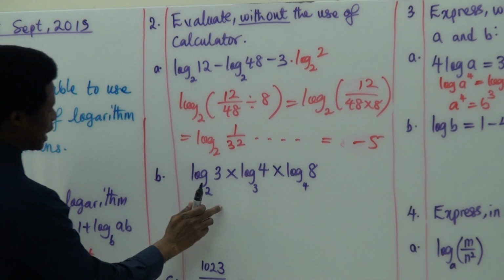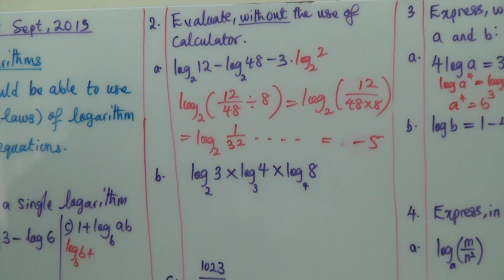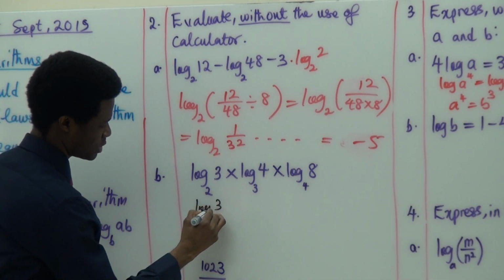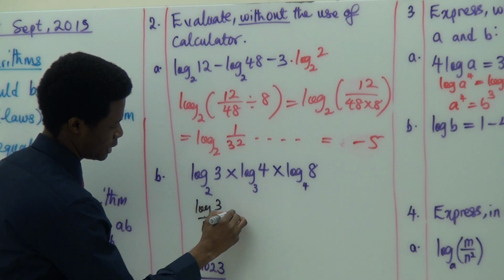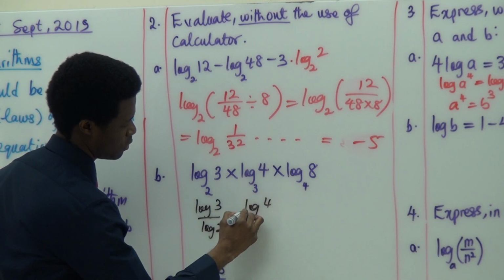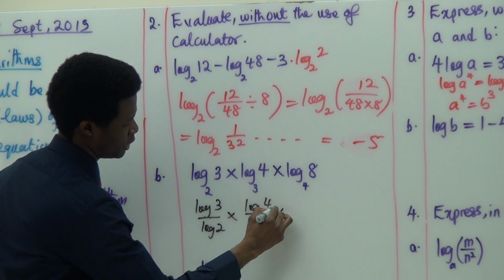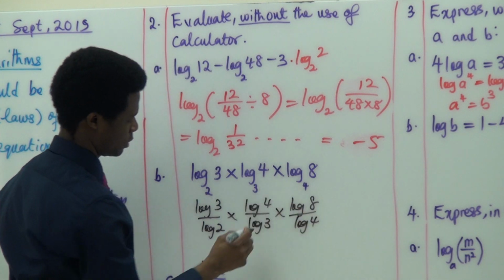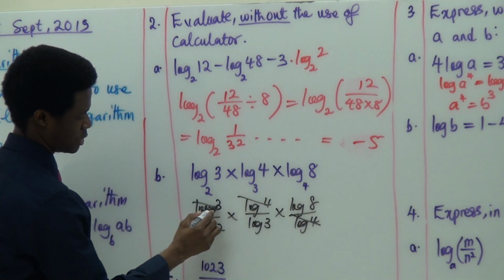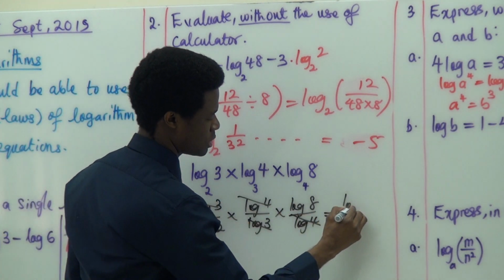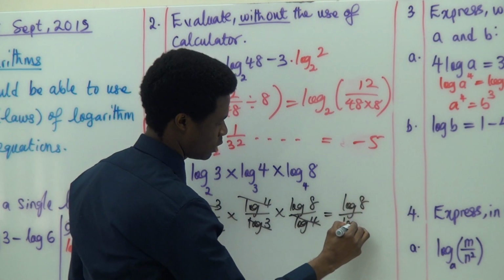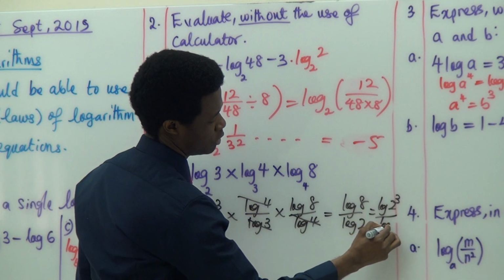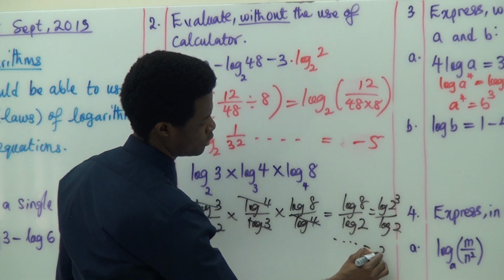Okay. So now, this we have all done. Also change of base. I'm just repeating it because of those that are not here. So this is log to base 4, log to base 3, log 8, log 4. This cancels this cancels that, and that is log 8 over log 2, and that will be log 2 cubed over log 2, and finally you get 3.